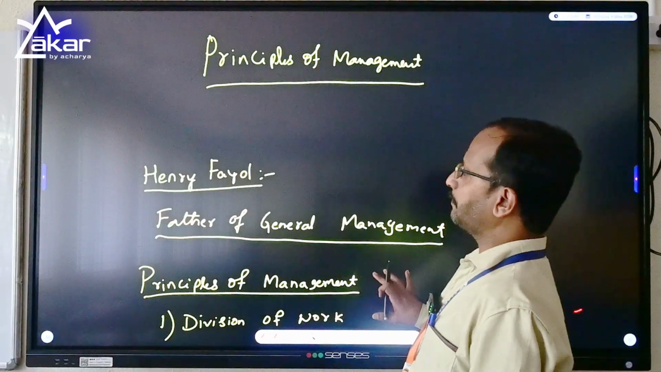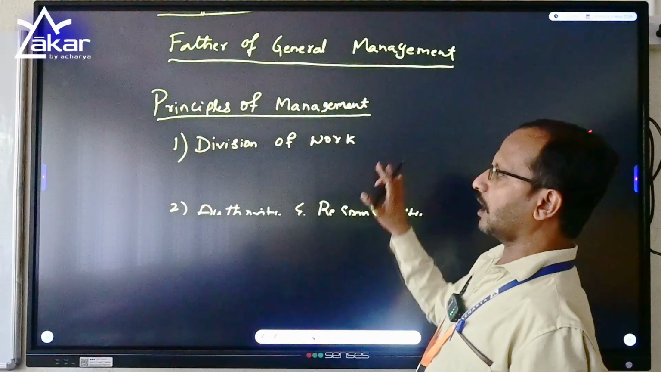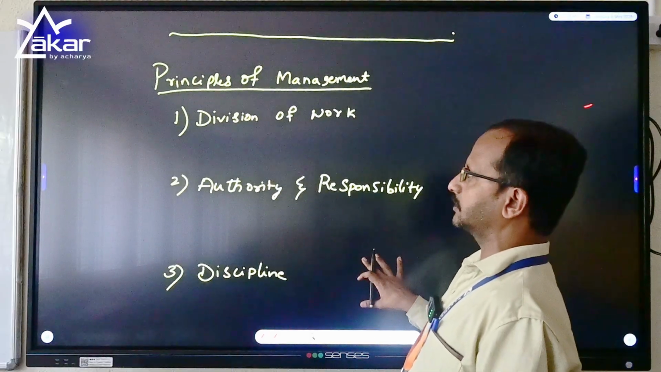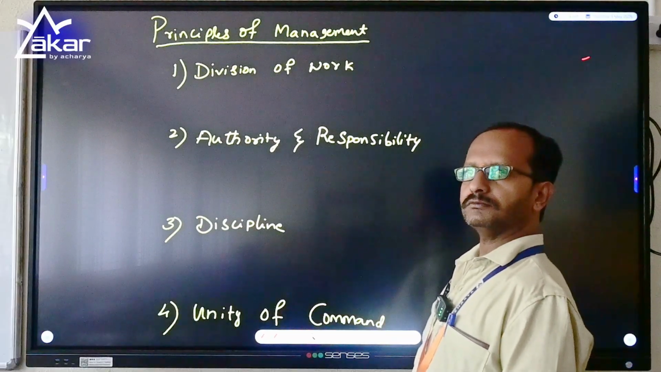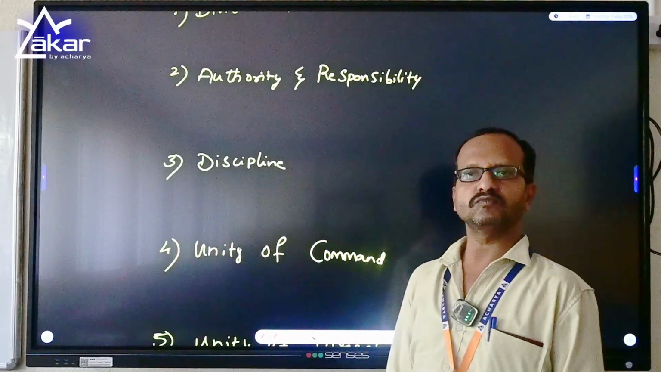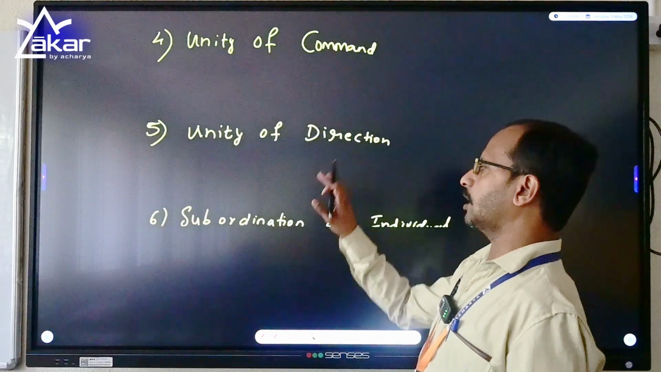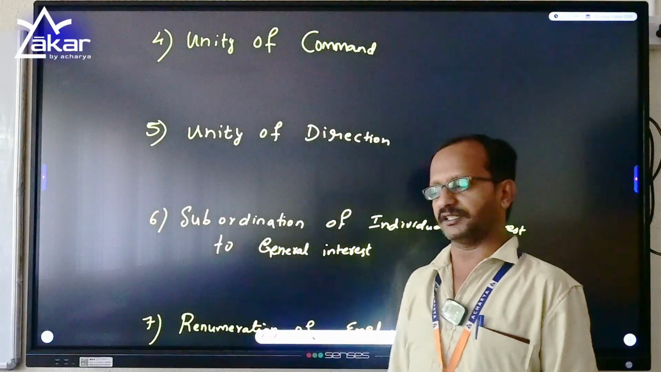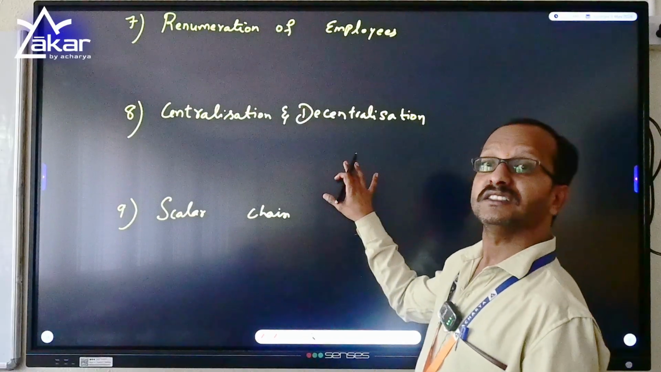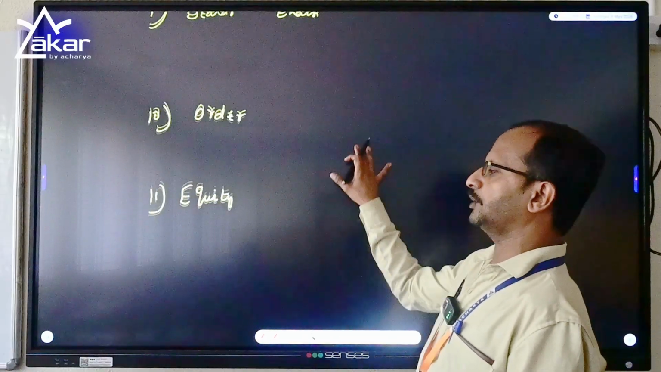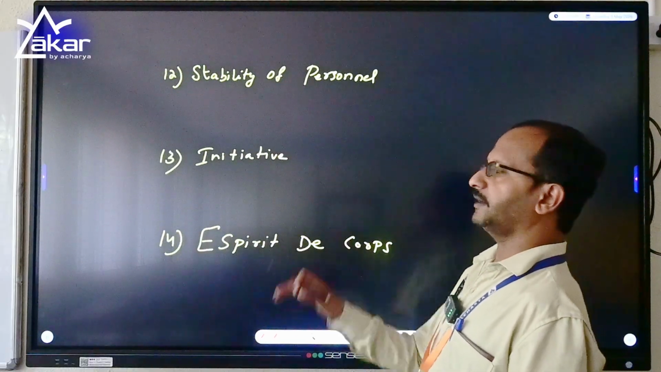So let us go with what are the principles which Henry Fayol, the father of general management, has given. I will read it to you once and then we will go with the explanations. The first principle of management is division of work, authority and responsibility, discipline, unity of command, unity of direction, subordination of individual interest to general interest, remuneration of employees, centralization and decentralization, scalar chain, order, equity, stability of personnel, initiative, esprit de corps.